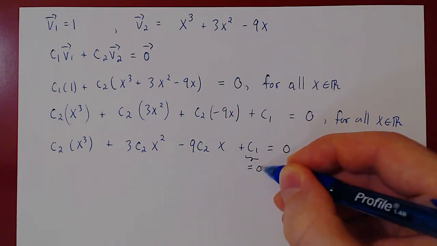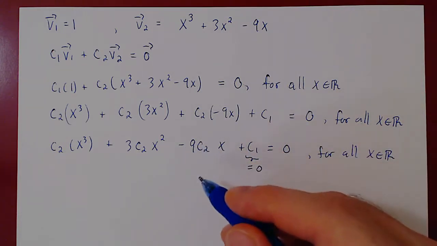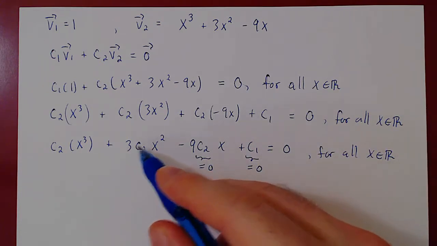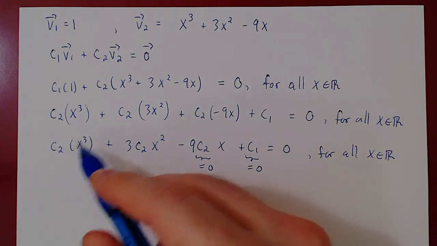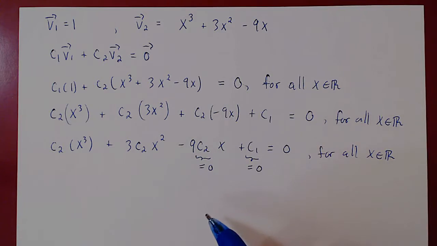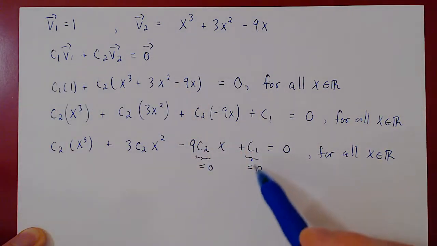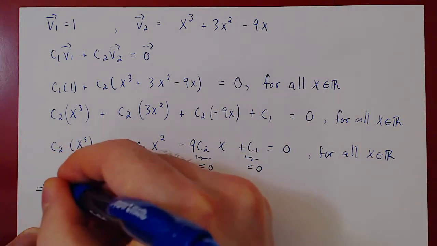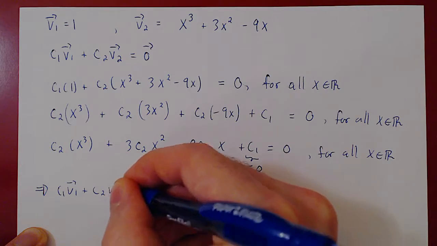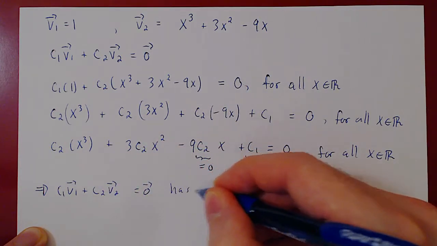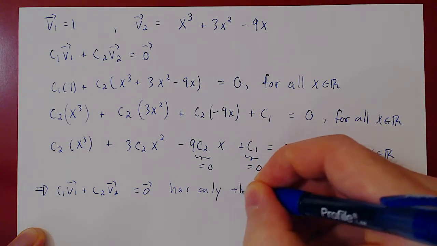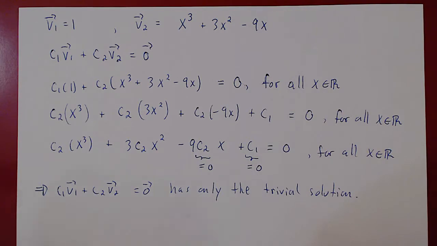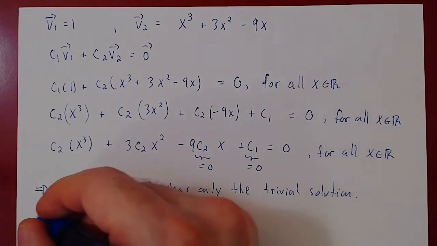So c1 has to be equal to 0. The multiple of x, negative 9c2, must be 0. But if negative 9c2 equals 0, c2 must be 0. And we could keep going, right? 3c2 must be 0. Therefore, c2 is 0. c2 times x cubed, c2 must be 0. But we already knew this. And so you see, the only way to solve this equation is if c1 is 0 and c2 is 0. Therefore, this equation has only the trivial solution. And therefore, by definition, this proves that the vectors v1, v2 are linearly independent.